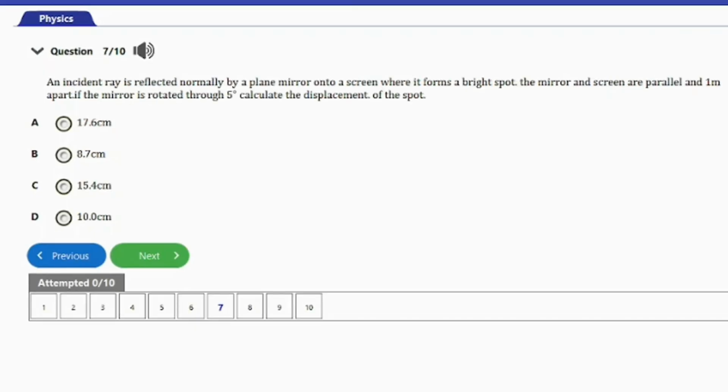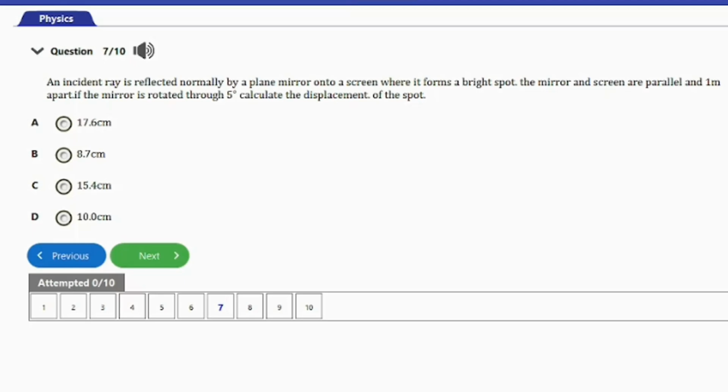So guys, the next question we have here is question number 7. It says, an incident ray is reflected normally by a plane mirror into a screen where it forms a bright spot. So the mirror and screen are parallel and 1 meter apart.